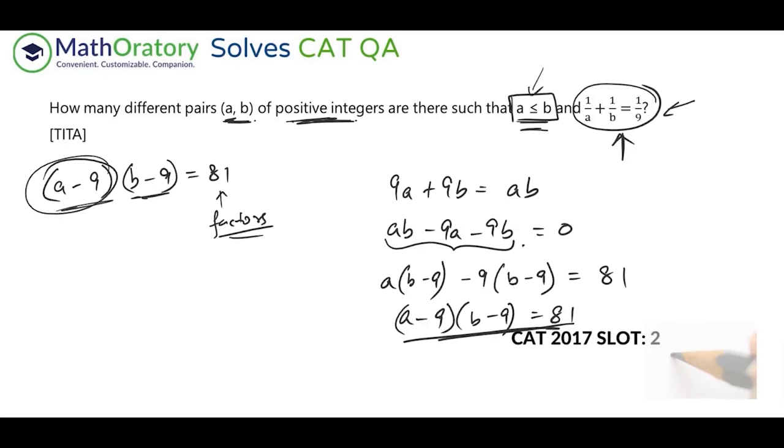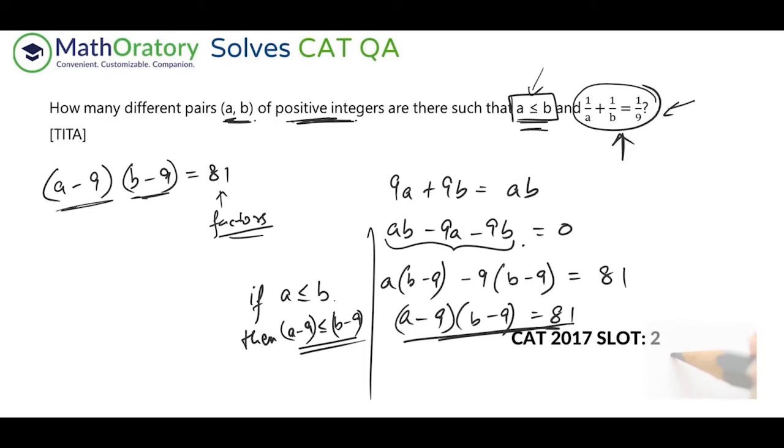But since there is a symmetry here as well, both are reduced by 9. What I meant to say is, if a is less than or equal to b, then a minus 9 should also be less than or equal to b minus 9, right? This should automatically be understood. So once you understand this, all you have to do is put the lower factor here and the higher factor here. If both are equal, that is allowed, because a could be equal to b as well. So a minus 9 could be equal to b minus 9. But essentially, what I'm looking for is that a minus 9 is never greater than b minus 9.